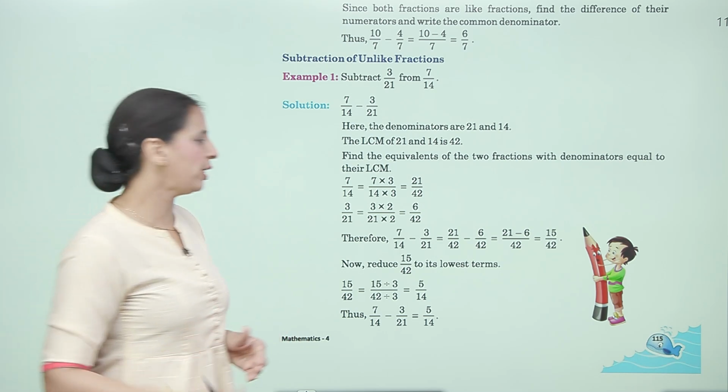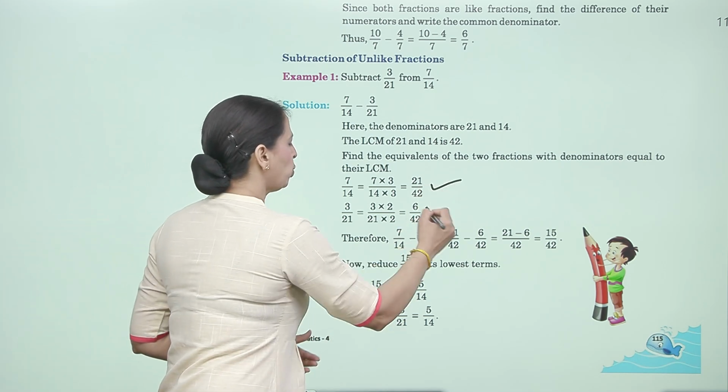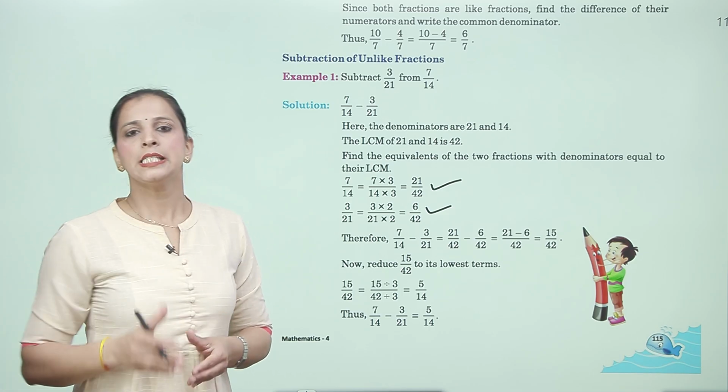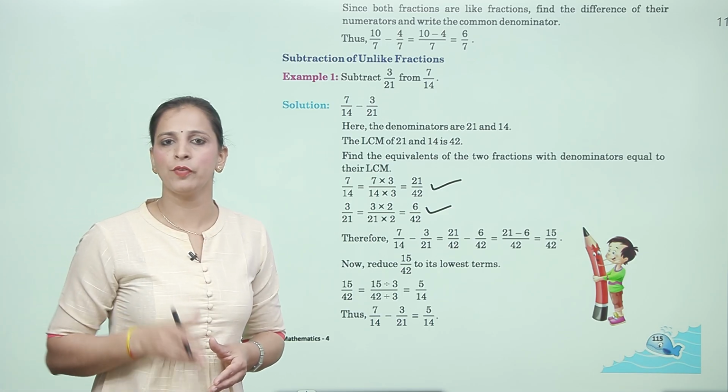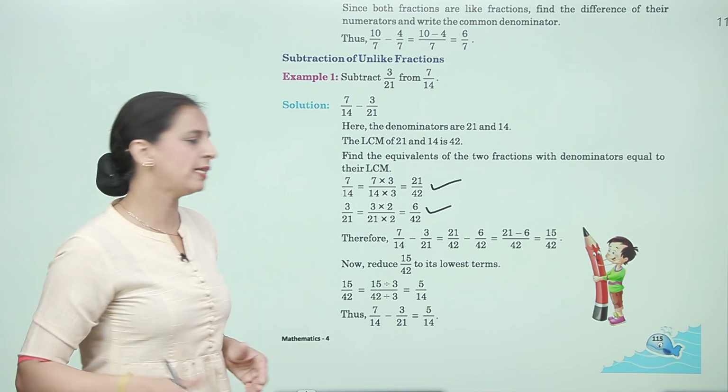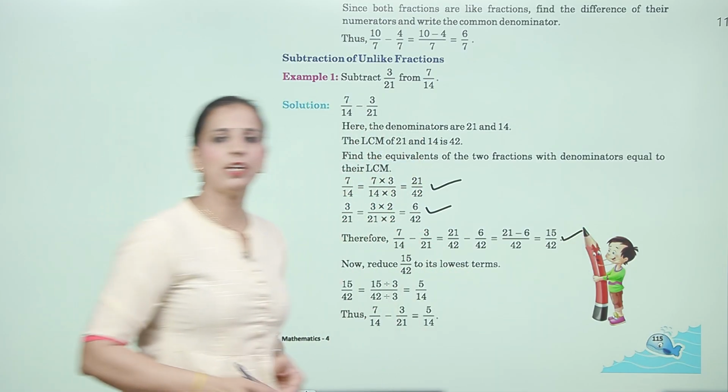7/14 multiplied by 3 is 21/42. 3/21 multiplied by 2 is 6/42. Therefore, 7/14 minus 3/21 is 21/42 minus 6/42. 21 minus 6 is equal to 15/42.